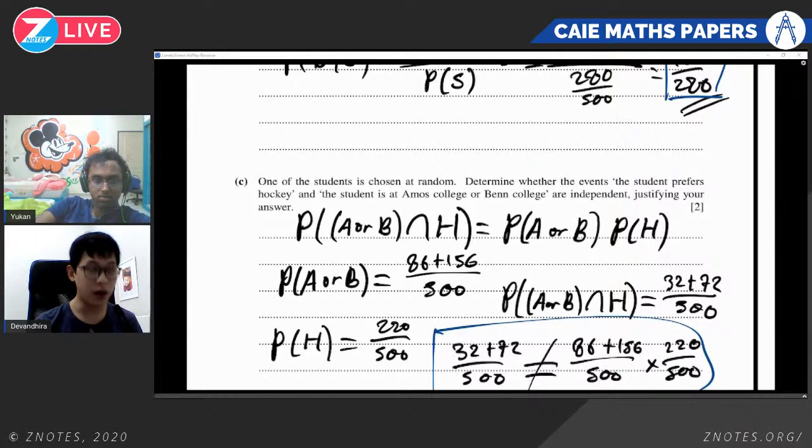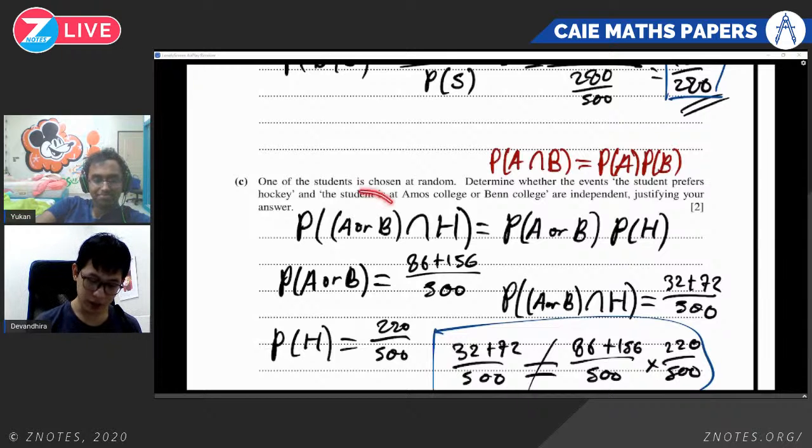If A and B are independent, that means P of A and B, the intersection, is the same as multiplying their probabilities separately together. Correct? So in our case it's the same, but of course in a different context. We have the event A or B, and the event H, where H is basically hockey.